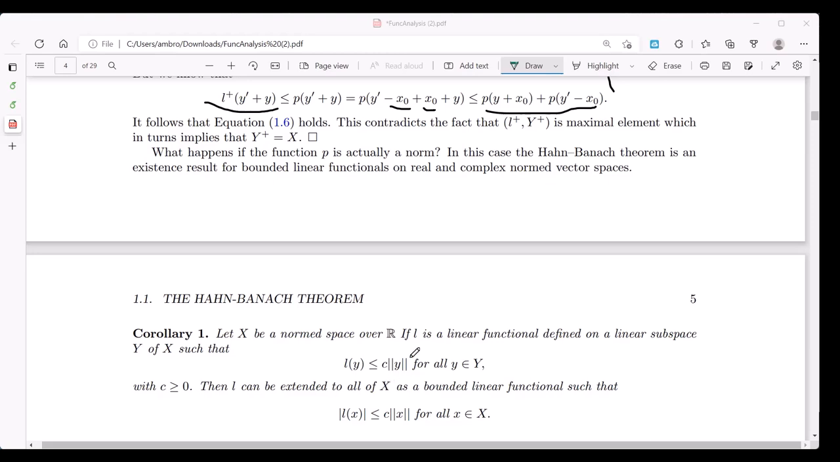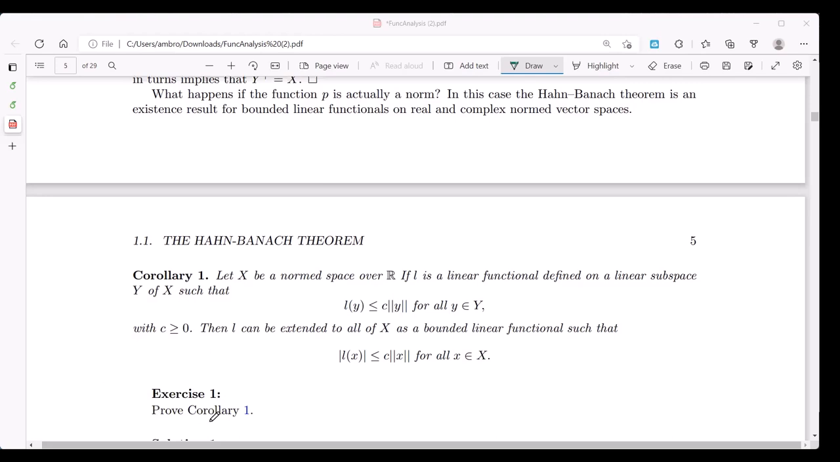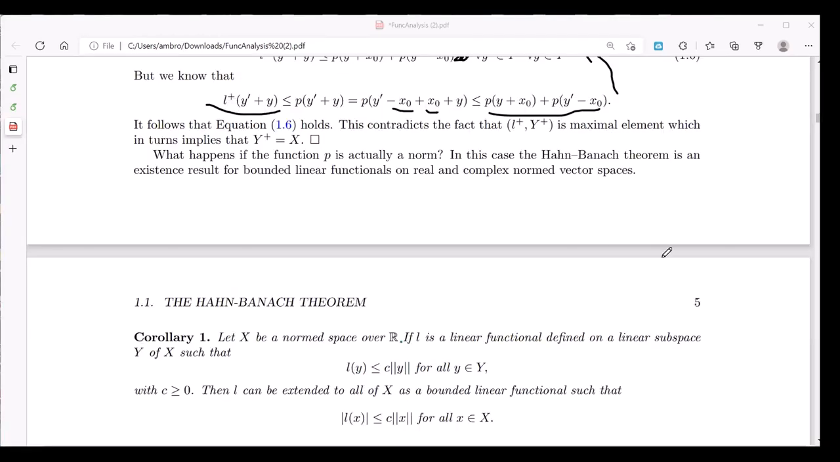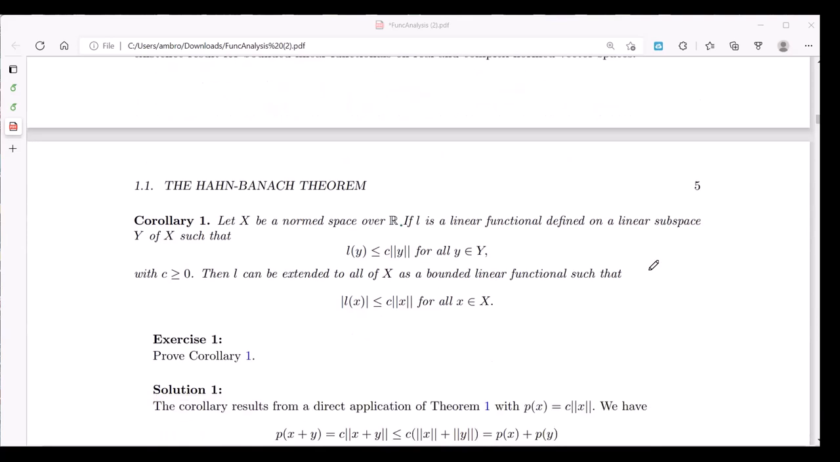All right, so next, try to prove this. I let you a few minutes to prove the corollary one. All right, so let's see the solution and the proof of corollary one.